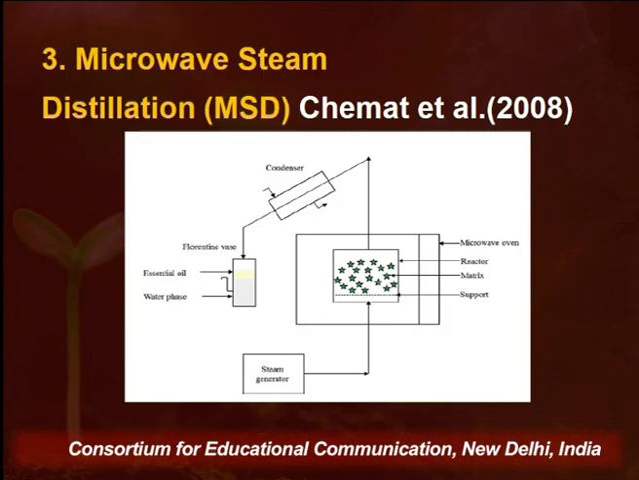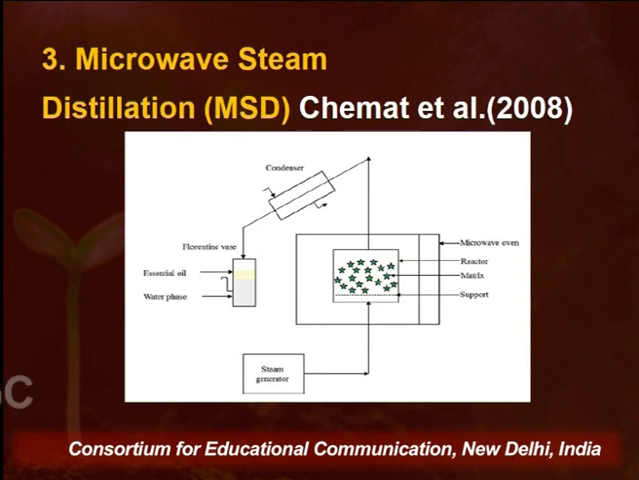Another modification is microwave steam distillation, wherein a vessel containing only the raw material is placed in the microwave and steam is generated outside, and the steam is introduced into the vessel. Now the moisture present in the plant material is used as a solvent for distillation here along with the steam. Again, microwave helps in fastening up the heating process of the raw material along with the steam, and the process becomes faster in comparison to the conventional steam distillation.